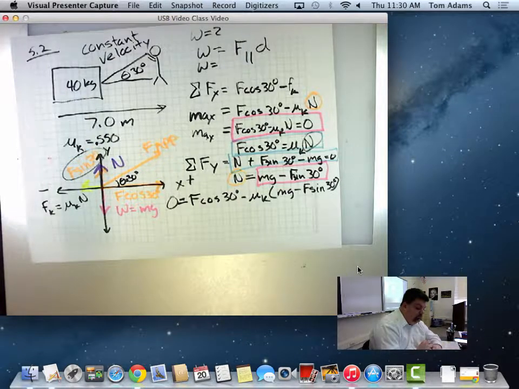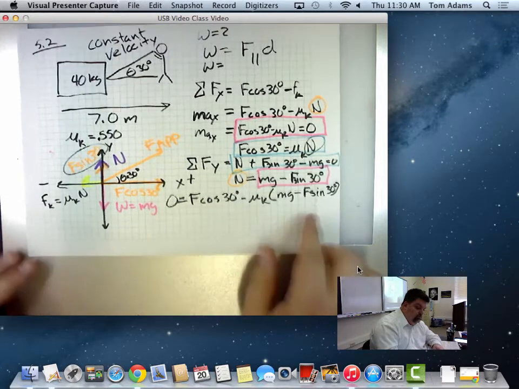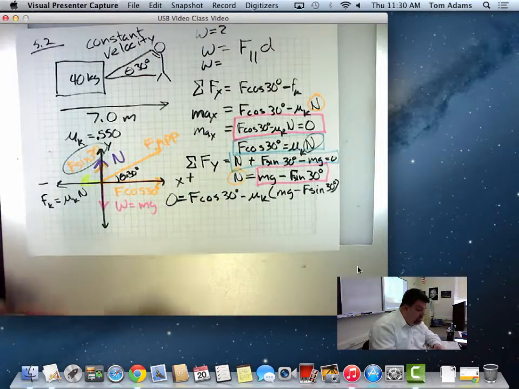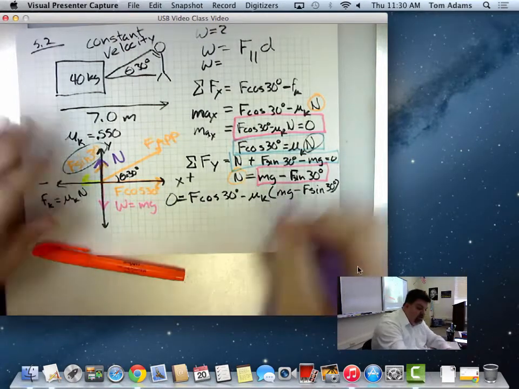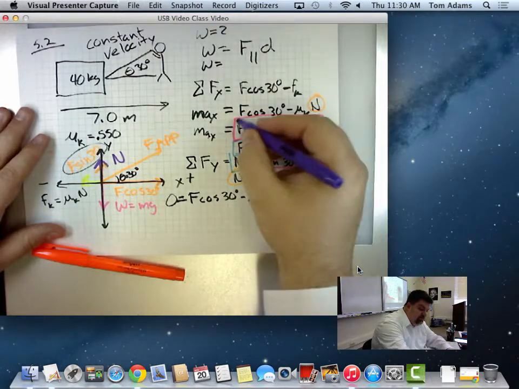Yes? So after that, how did you get to the step to combine them? That's what I'm confused about. Is it equals F cosine of 30 times minus mu sub k? Oh, okay. So now this, you don't see it, but this equation right here, see this?